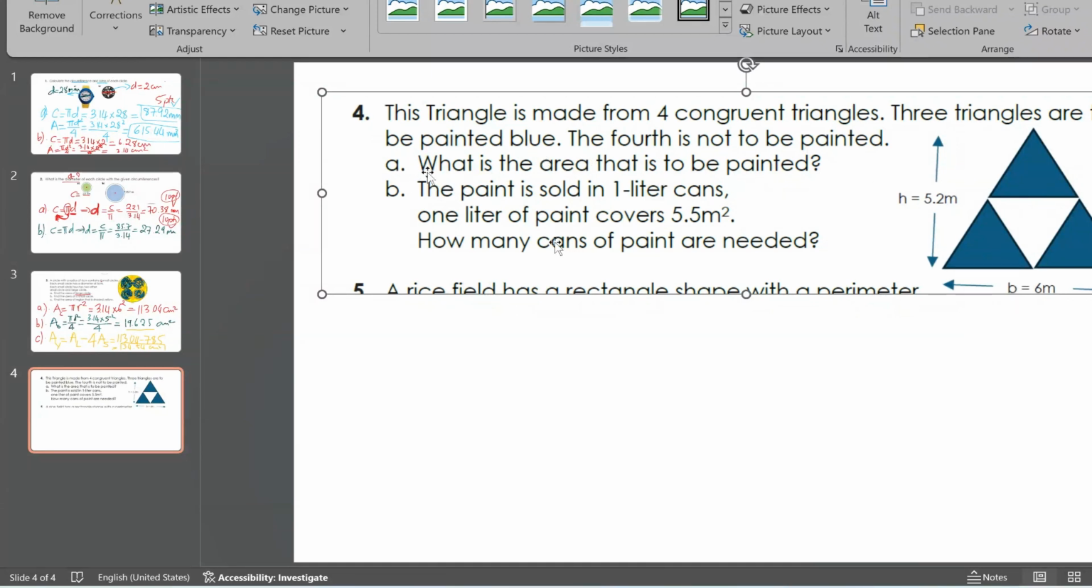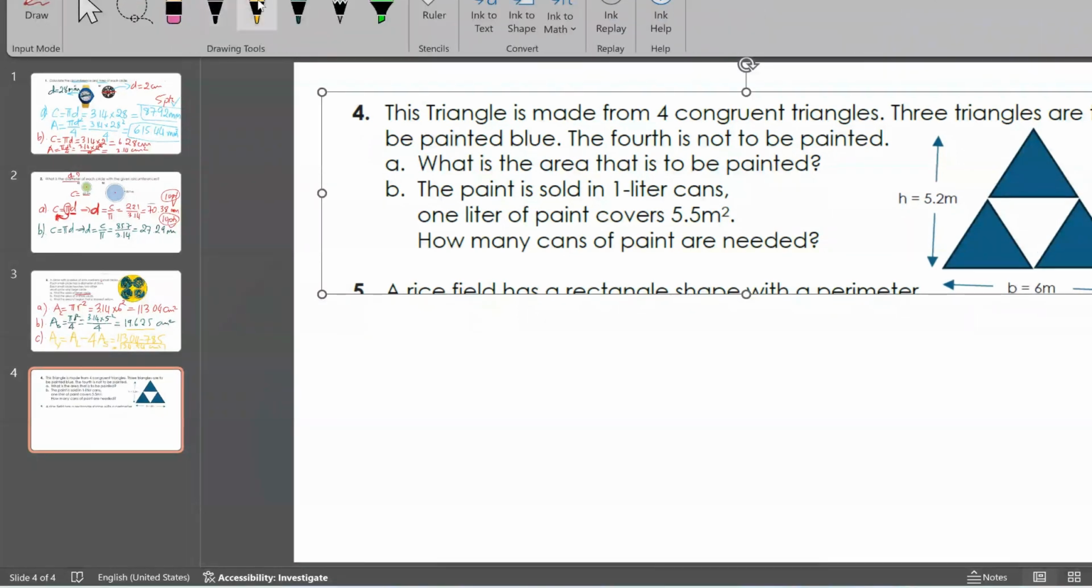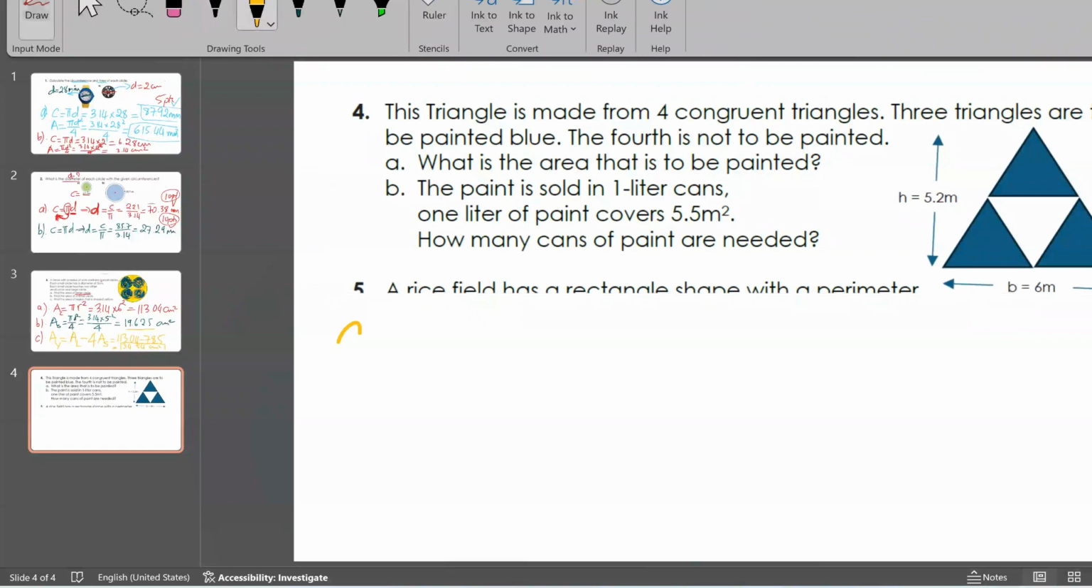So the question A, what is the area that is to be painted? Meaning they ask the area of these white triangles. How do we figure it out? Let me see how I figure it out personally.